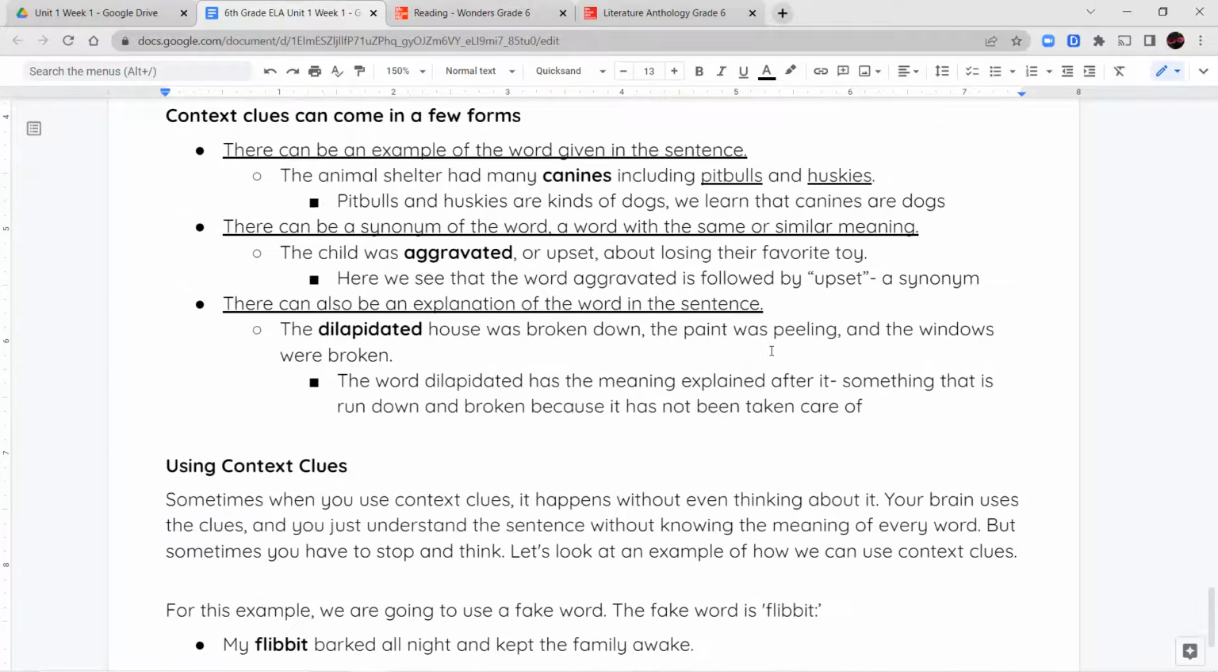So a couple ways that we find context clues is sometimes it can be an example that's given in the sentence. So in this sentence, I have the word canines bolded, and I don't know what the word canines means. So if I say the animal shelter had many canines, including pit bulls and huskies. Now, pit bulls and huskies are examples of the word canine, and we know that pit bulls and huskies are varieties of dogs. So we know that canines means dog. Now, you can also have a synonym of the word, which has a similar meaning.